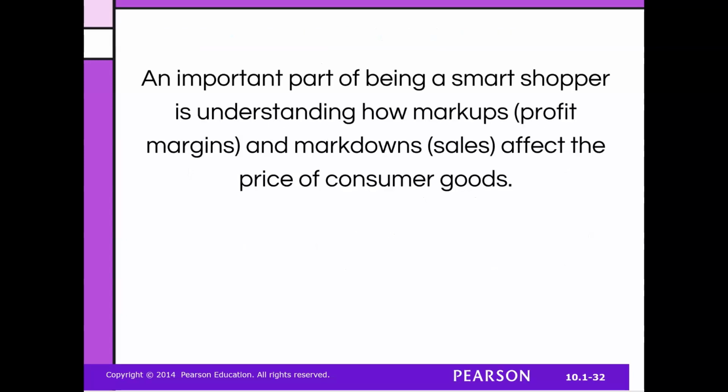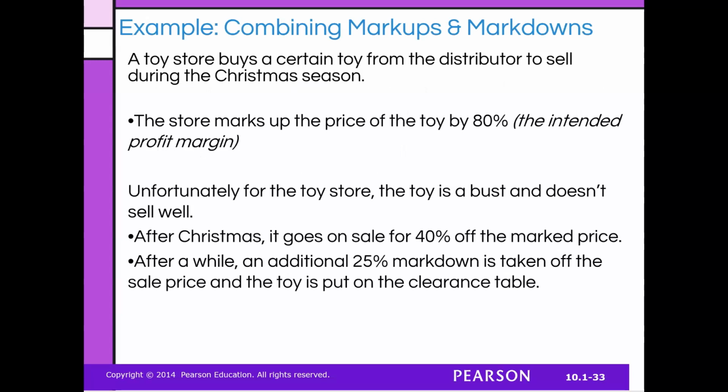An important part of being a smart shopper is understanding how markups or profit margins and markdowns or sales affect the price of consumer goods. A toy store buys a certain toy from a distributor to sell during Christmas. The store marks up the price by 80%. That's the intended profit margin. They want to make 80%. But unfortunately for the toy store, it's a total bust and it doesn't sell well. So after Christmas, it goes on sale for 40% off. And then after a while, they do another 25% markdown off of the sale price.